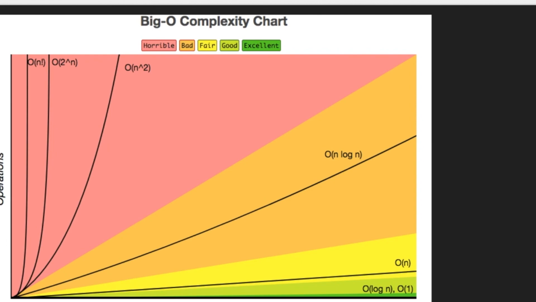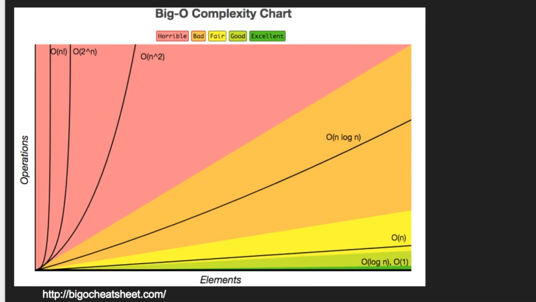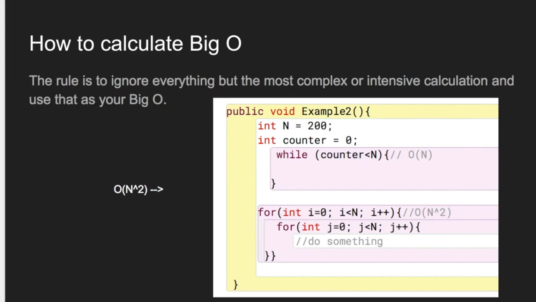So this is a nice chart provided by thebigocheatsheet.com, and this gives you, going up in complexity this way, the number of operations that it takes to solve your algorithm, based on the elements in there. We talked about O of N for the sequential search. I'll go through some of these examples and why they take as long as they do.